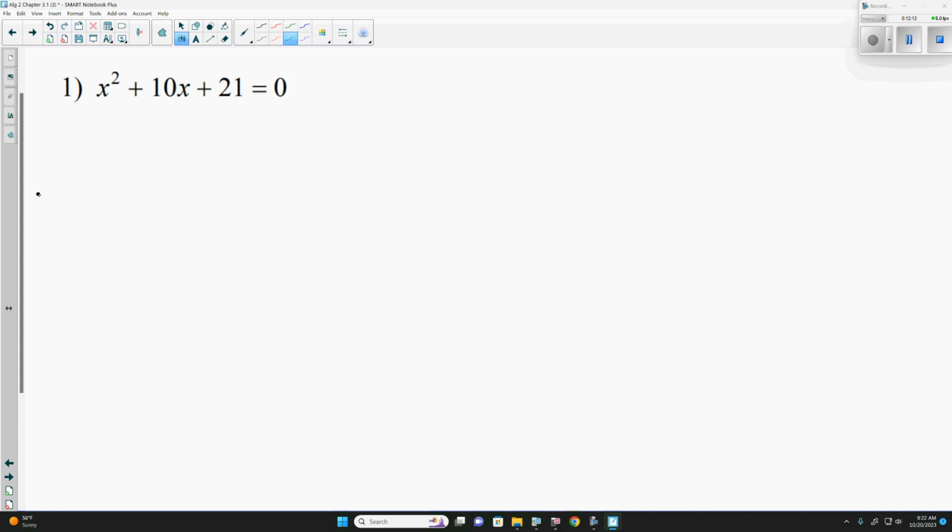So here, always look for a greatest common factor. There's not one for this here. So we'll have our two sets of parentheses with 3 spaces, and it's set equal to 0. Since the third term is positive, the signs are the same and match the sign of the middle term, so we'd have plus and plus. Then yes, our factors of x squared would be x and x.